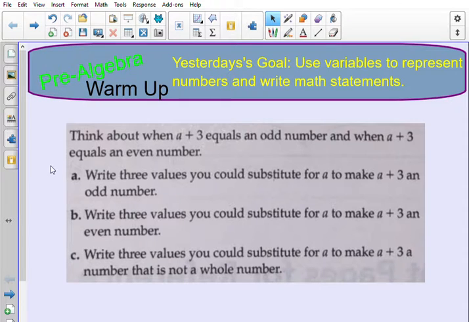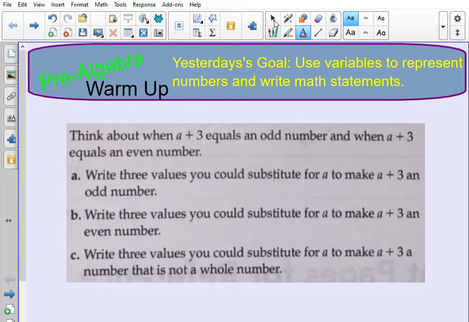So hopefully everything turned out well for the warm-up, and I didn't go too fast through that. So think about when a plus 3 equals an odd number and when a plus 3 equals an even number. Write three values you could substitute in for a to make a plus 3 an odd number. So we're going to work on a first. Because we're working on a first, we needed any values to add to a plus 3 to make an odd number. Hopefully you came up with some values.